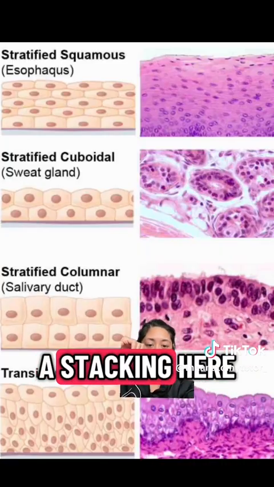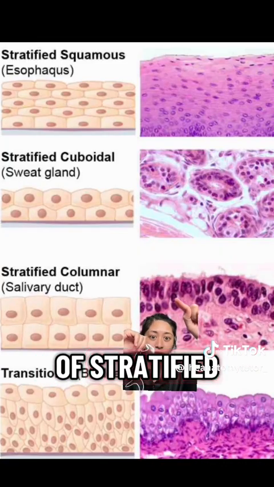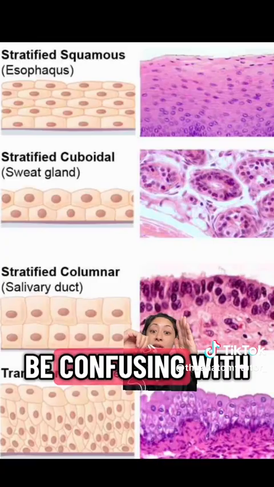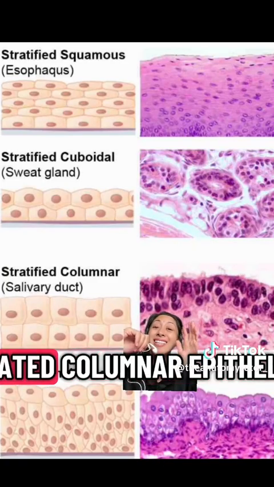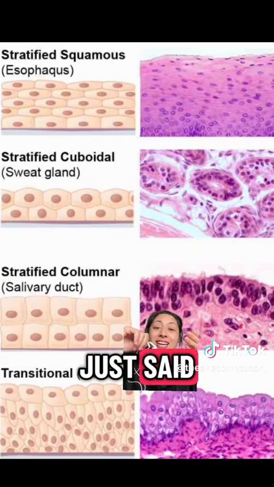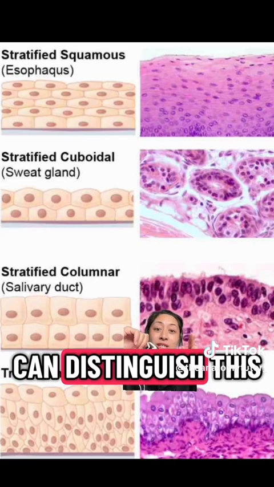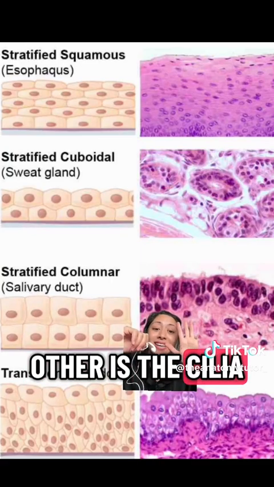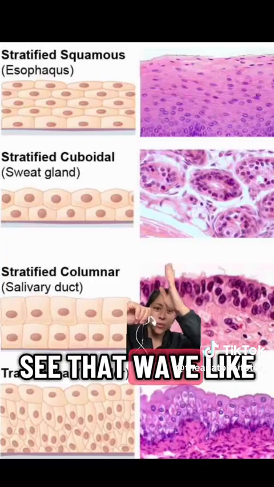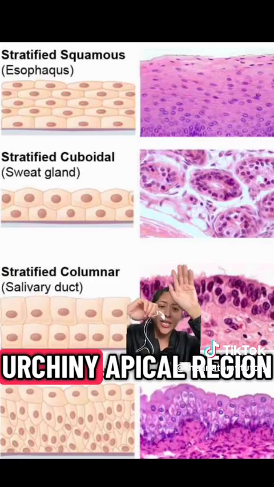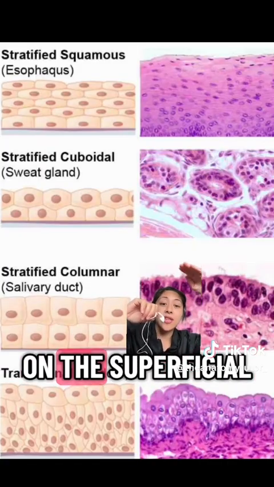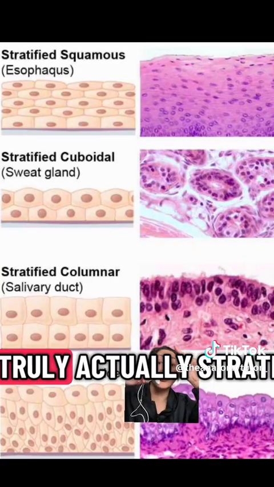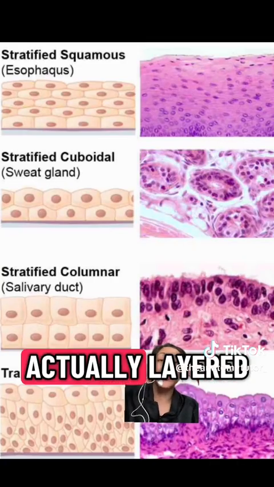And then we have stratified columnar, common in the salivary duct, and so as you can see there is truly a stacking here of stratified with the nuclei above another nuclei, and this may or may not be confusing with the pseudo-stratified ciliated columnar epithelium, but as I just said, the way you can distinguish this slide from the other is the cilia. And so as you can see here, we do not see that wave-like sort of sea urchin-y apical region on the superficial end of these stratified columnar. And indeed, these are truly actually stratified, meaning they are actually layered.